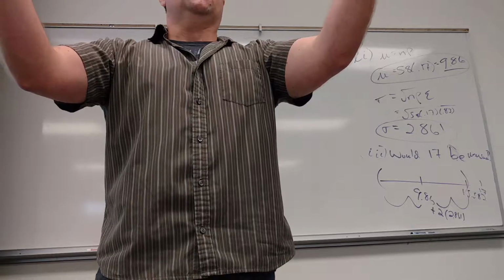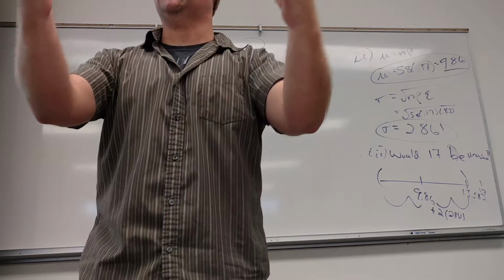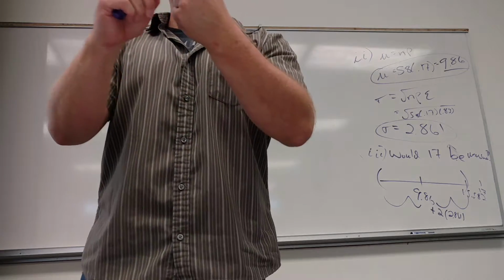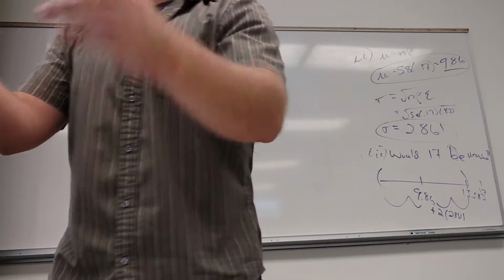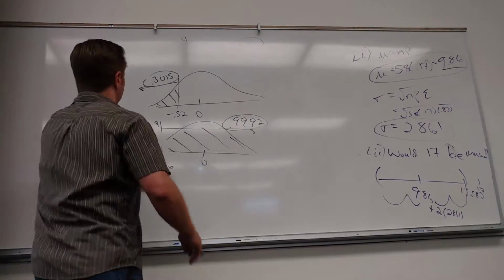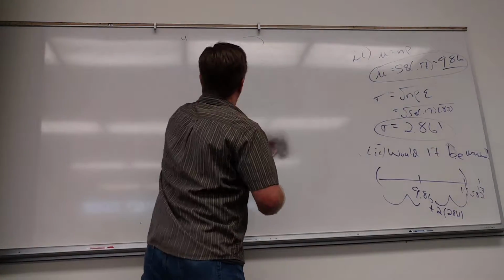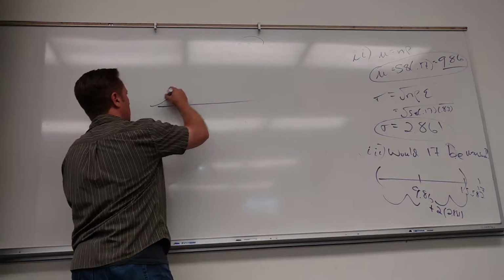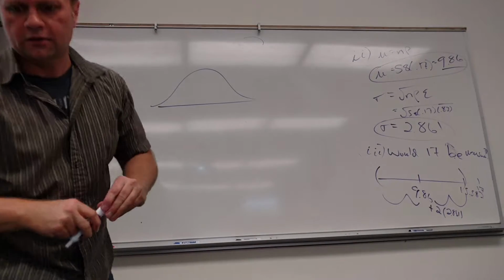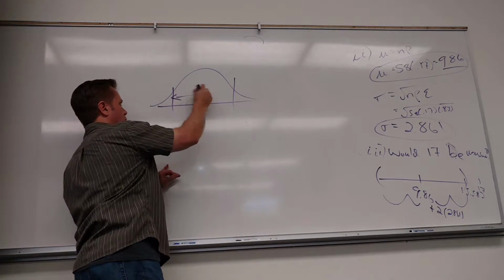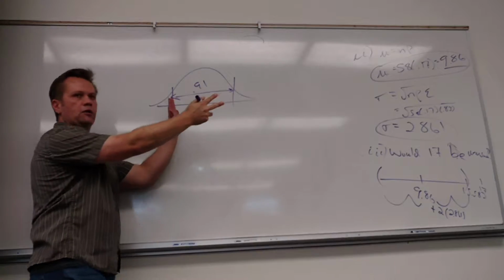91%? So draw the picture. You've got to trust me on this. The picture will save you when you don't know what to do, and it'll make sure you get the right answer at the end. Okay, draw your picture. So if I draw this picture, I told you it's normal, right? So the middle 91% would be there. That's the middle 91%.